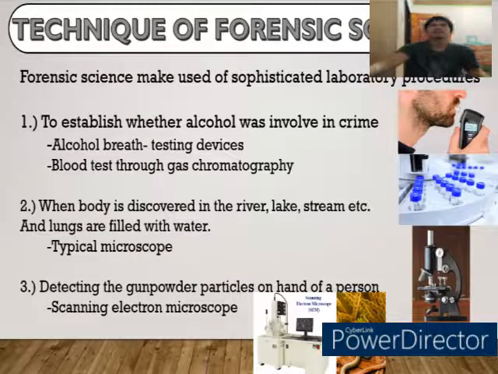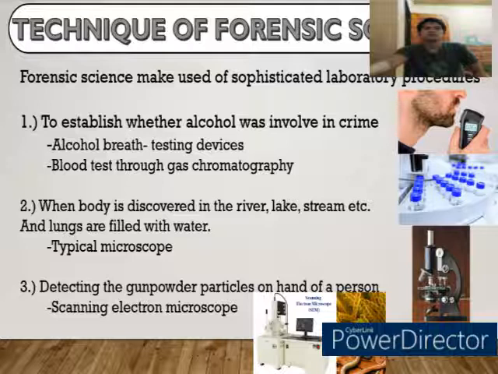Next is the technique of forensic science. Forensic science makes use of sophisticated laboratory procedures. Forensic science uses advanced methods in identifying evidence, or they use high-tech machines that can recognize anomalies in the crime scene or in different types of situations.